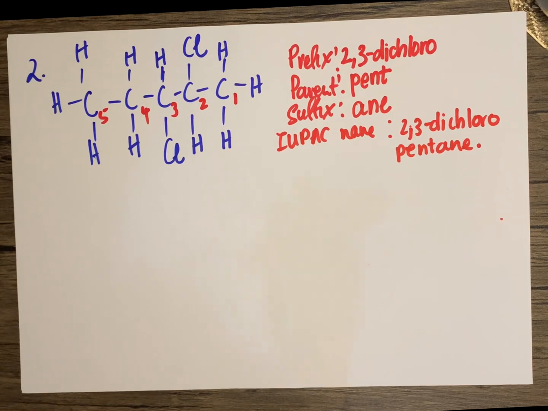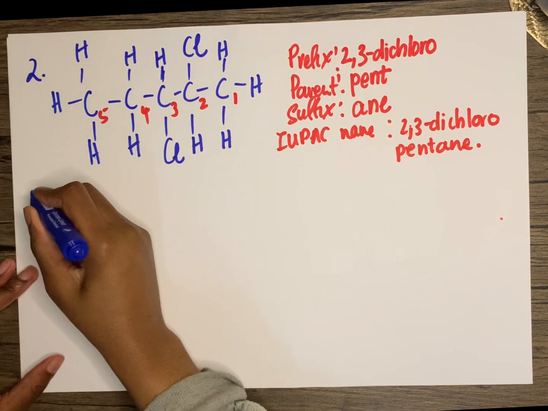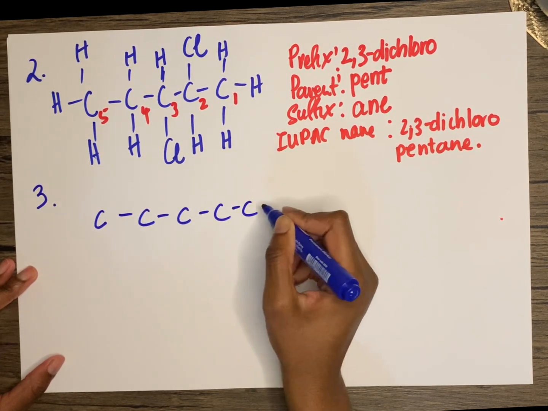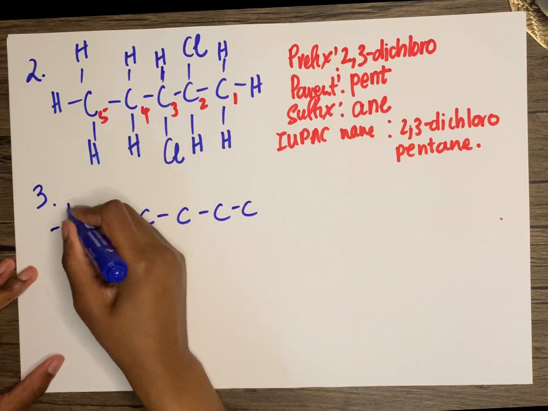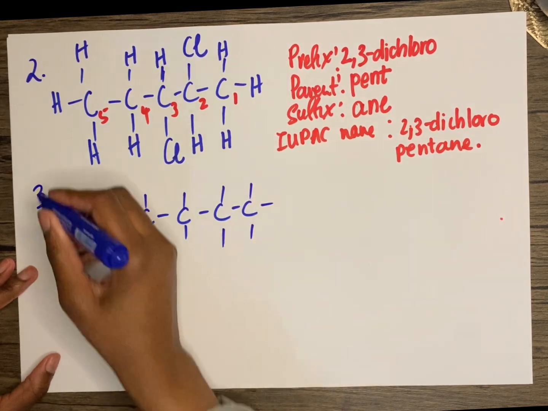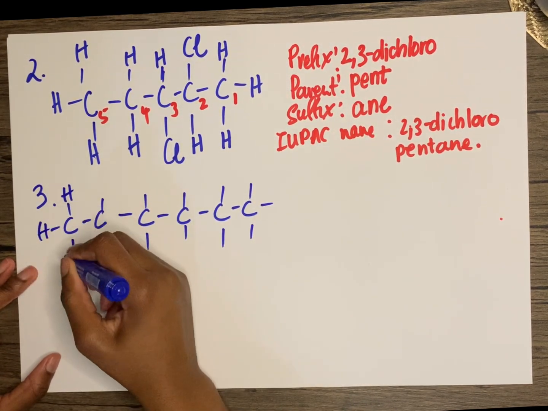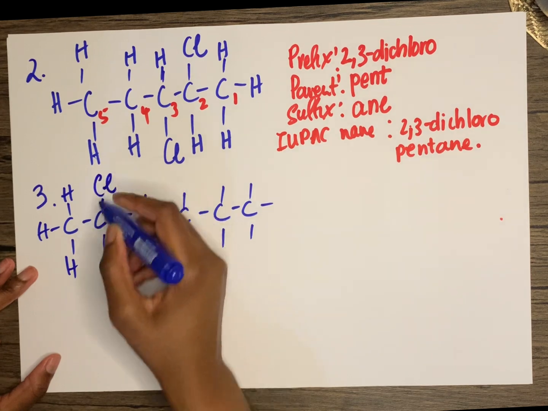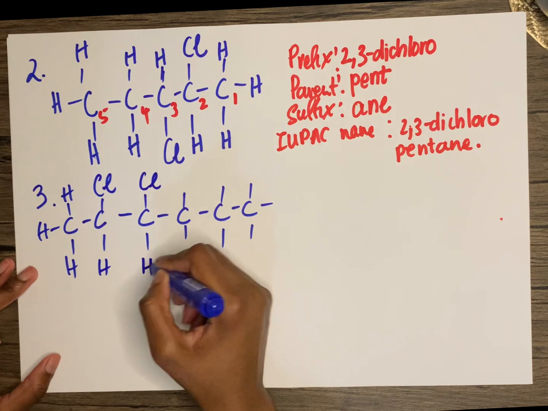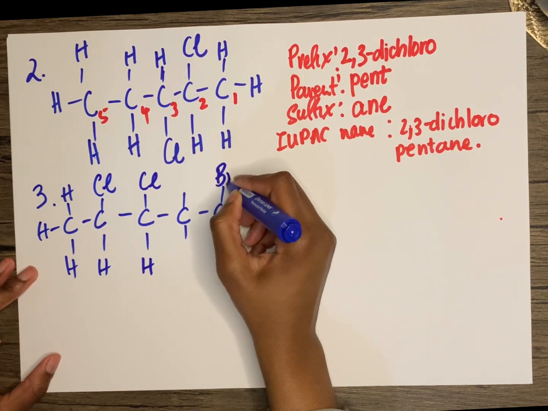I can also have another situation where I have different substituents or different types of halogens as substituents in one organic molecule. So let's take example 3. Right? Let's make a chloro, and a bromo.